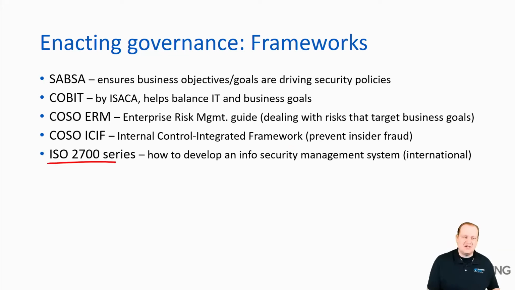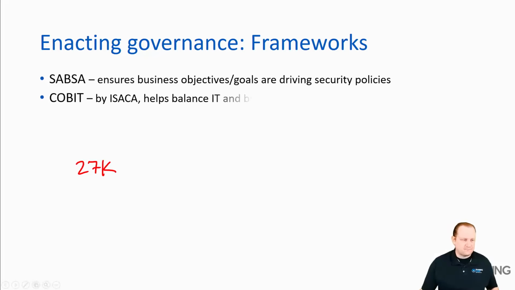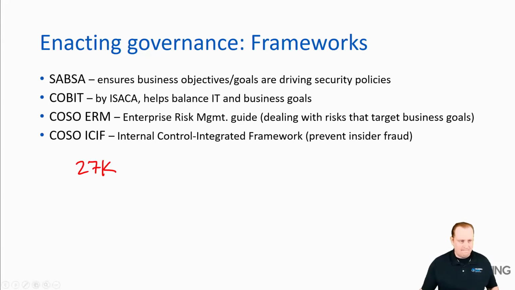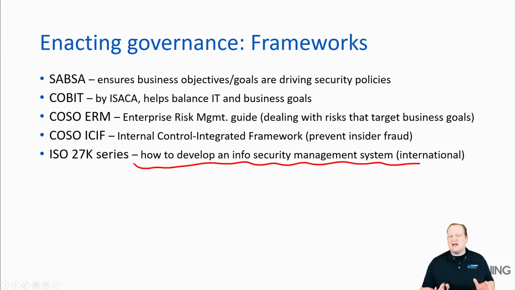International Organization for Standardization, 27,000 series. I need a little X there. Anything in the 27,000, actually most people just call it the 27K series. Maybe that's how I'll have this changed. Let's see, can I edit that? There we go. Anything in the 27,000 family is all about how to develop an information security management system. And this is an international framework.